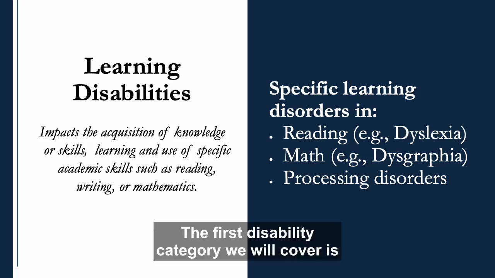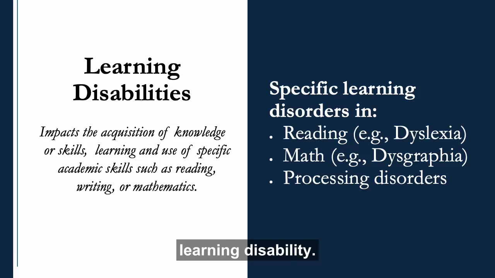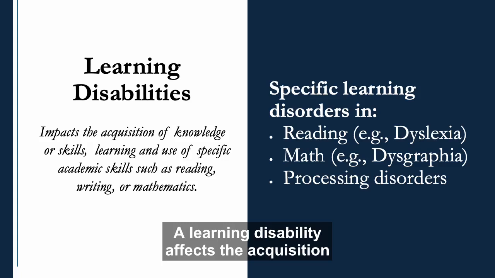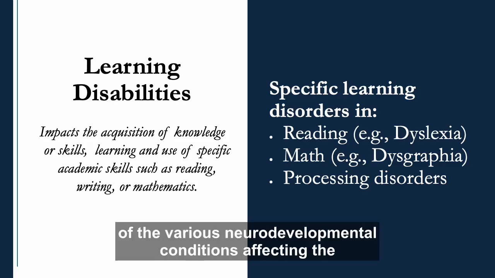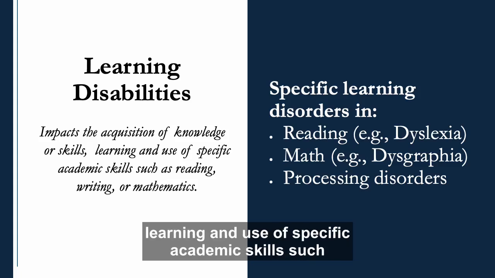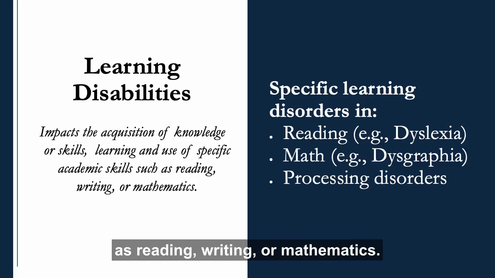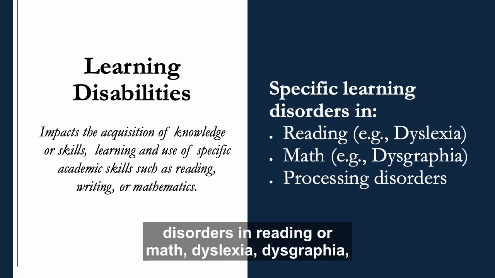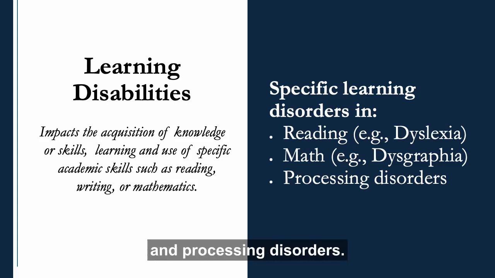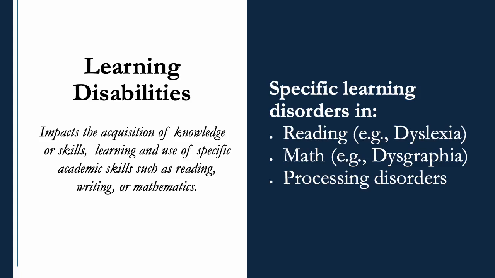The first disability category we will cover is learning disability. A learning disability affects the acquisition of knowledge or skills, in particular, any of the various neurodevelopmental conditions affecting the learning and use of specific academic skills, such as reading, writing, or mathematics. Learning disabilities may include specific learning disorders in reading or math, dyslexia, dysgraphia, and processing disorders.